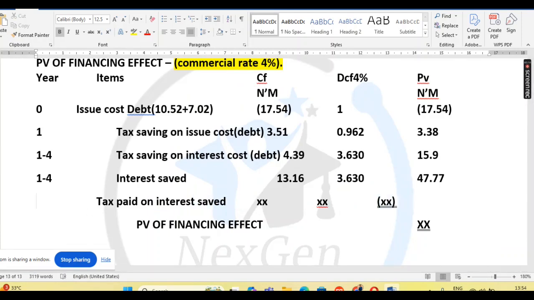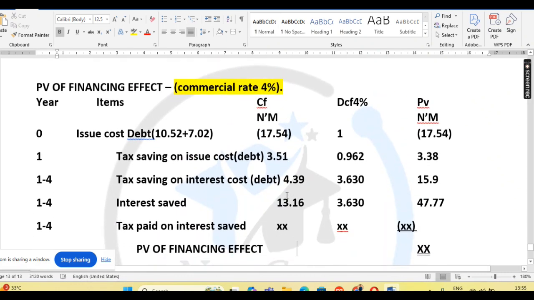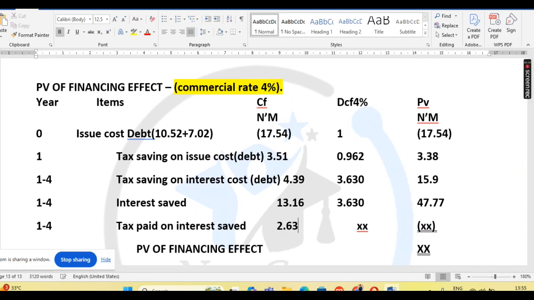So, tax page, year 1 to 4. 2.63. Okay, that's fine. So the DCF is still the same thing. So when you multiply, what do you have? 9.55. Yes, sir.